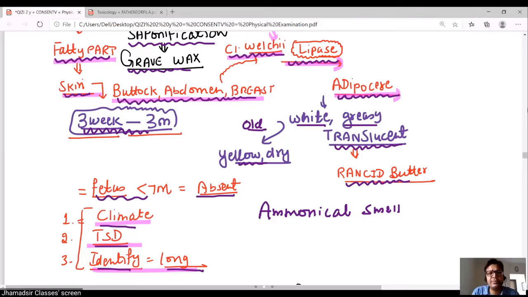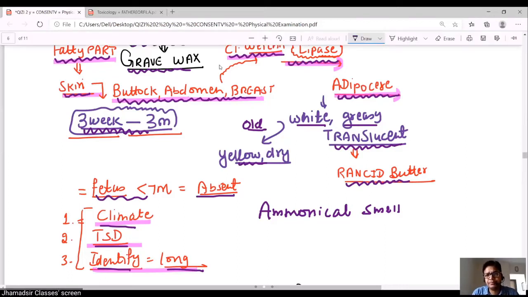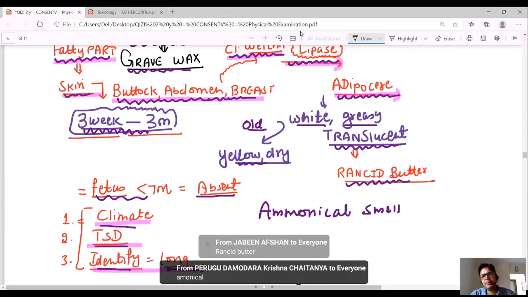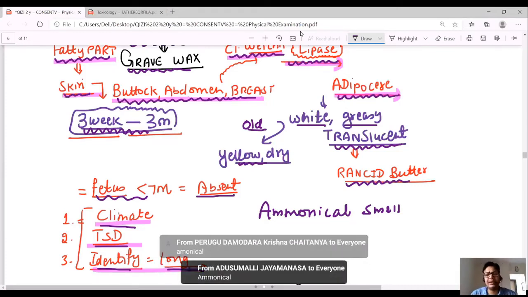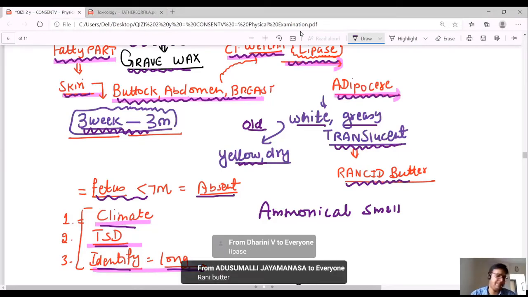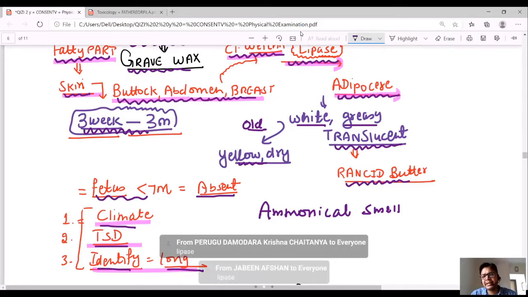Now, जो क्वेश्चन बनते हैं मैं एक बार फिर पूछ लेता हूं आपको. What is the smell of adipocere? Ammoniacal. Rancid butter, ammoniacal, both are right. Okay. Which enzyme is useful for making adipocere? Lipase. Very good. Which bacteria is useful for adipocere? Clostridium welchi. Very good.